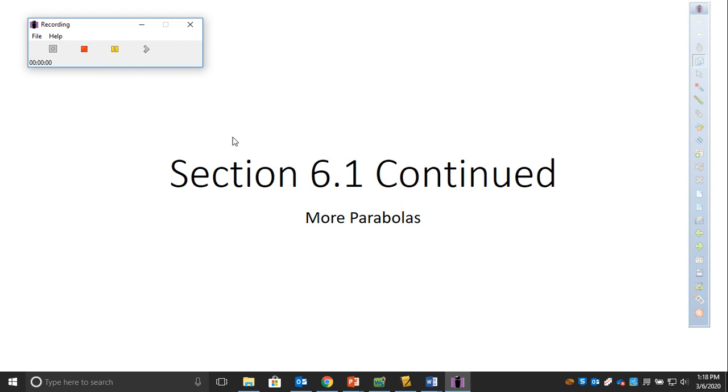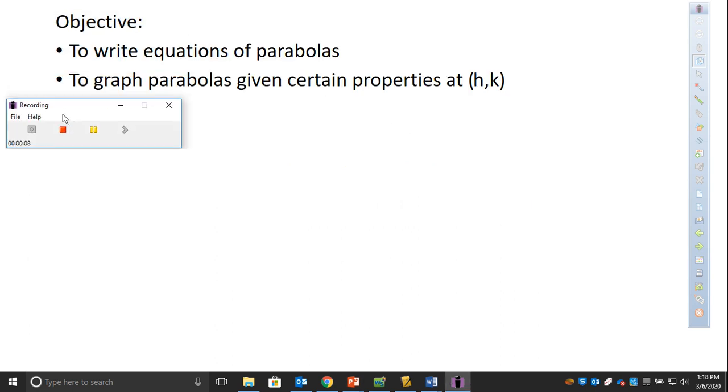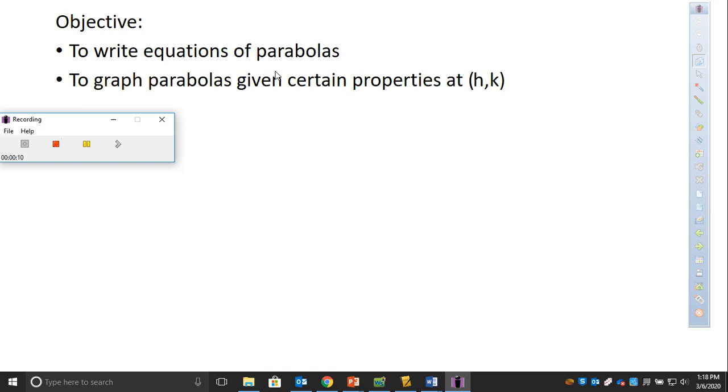Okay, let's start day 2 with more parabolas. Section 6.1 continued. So we're going to look at more parabolas, writing equations, more parabolas like we did yesterday, and graphing some more parabolas. The difference being the vertices are going to be at (h, k) as opposed to (0, 0) like they were yesterday. A lot of similarities between yesterday and today.